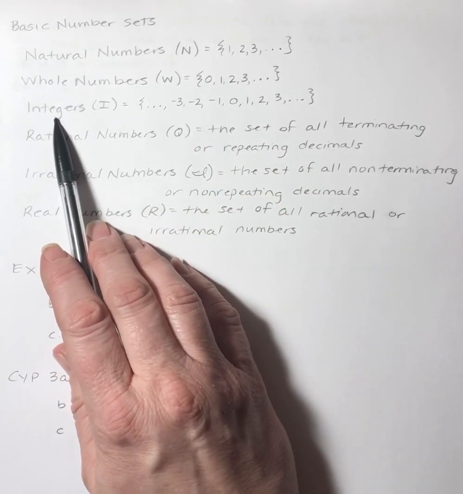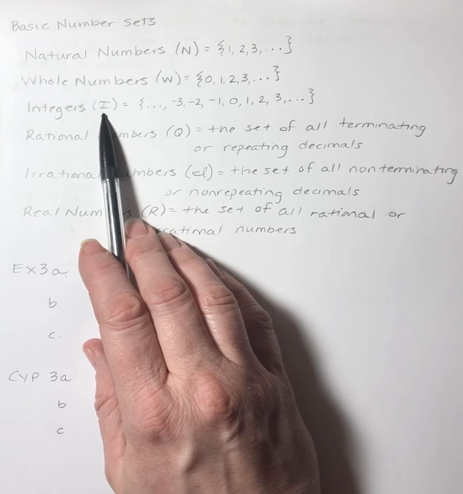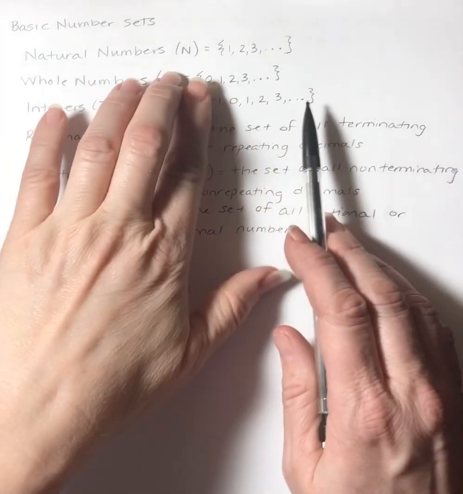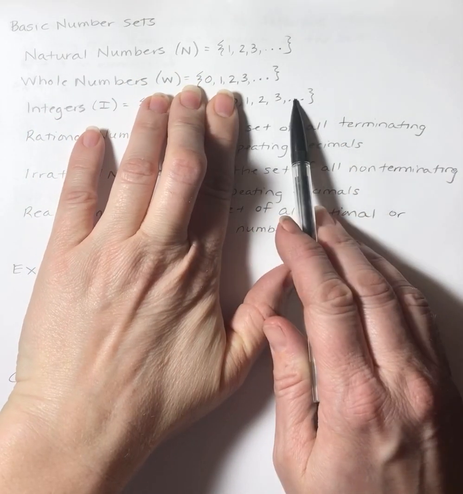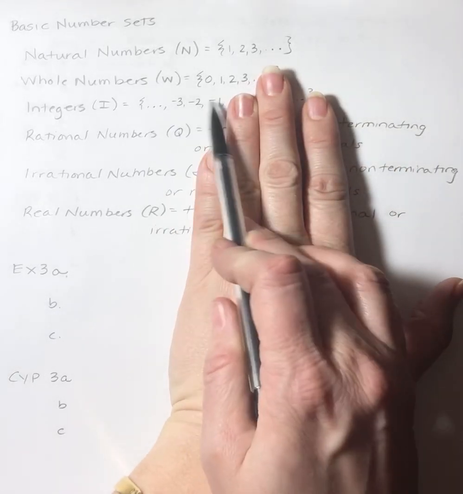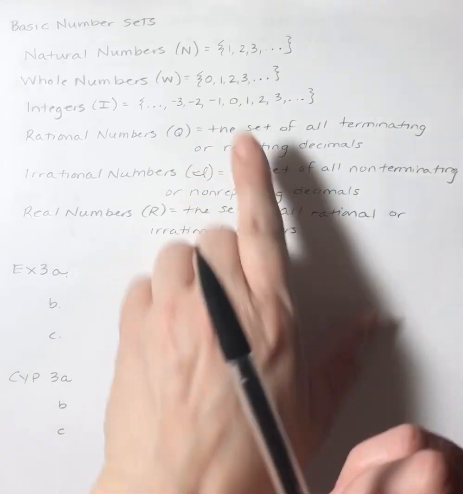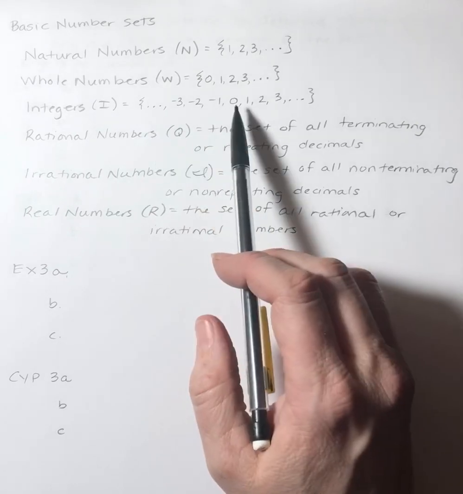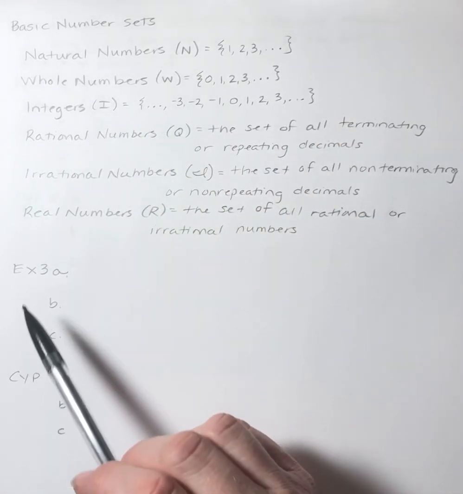In your textbook, integers is represented by a letter I. These are your natural numbers, the opposite of your natural numbers, and then 0. So these go in both directions.